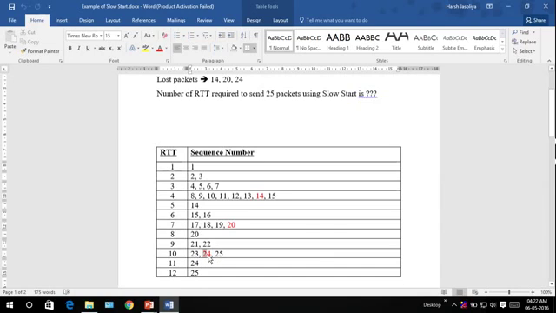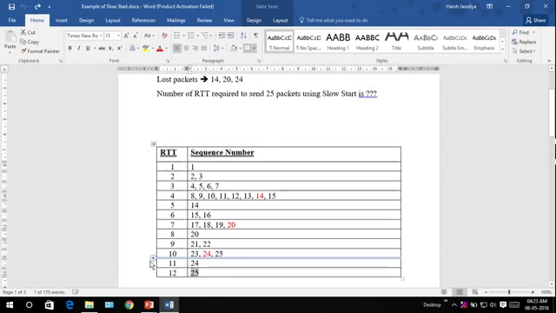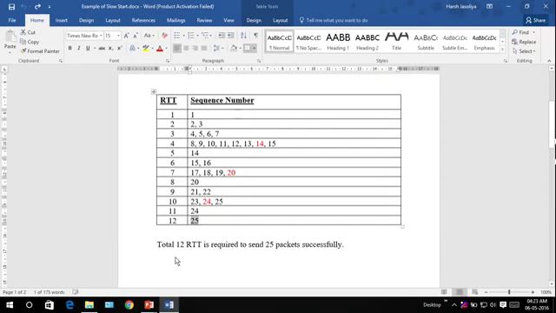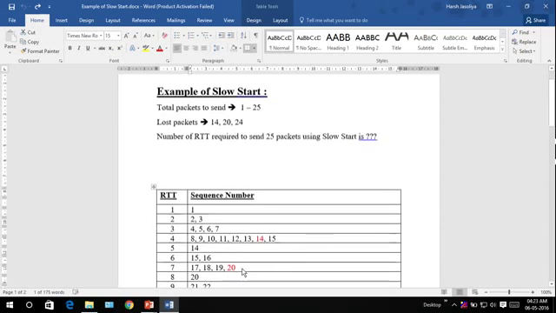The 24th packet will get lost, so we have to retransmit the 24th packet. So in the 11th RTT we will send 24, and in the 12th RTT only one packet is left, so we will send 25. So here we notice that a total of 12 RTTs is required to send 25 packets successfully using the slow start mechanism.